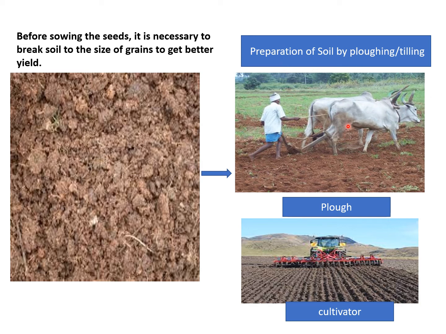Now how are plowing and tilling done? It is done by this plow. You can see this instrument, which is held by a farmer, and the second is the cultivator. So we will learn about the various instruments or tools which are required for plowing and tilling, right?